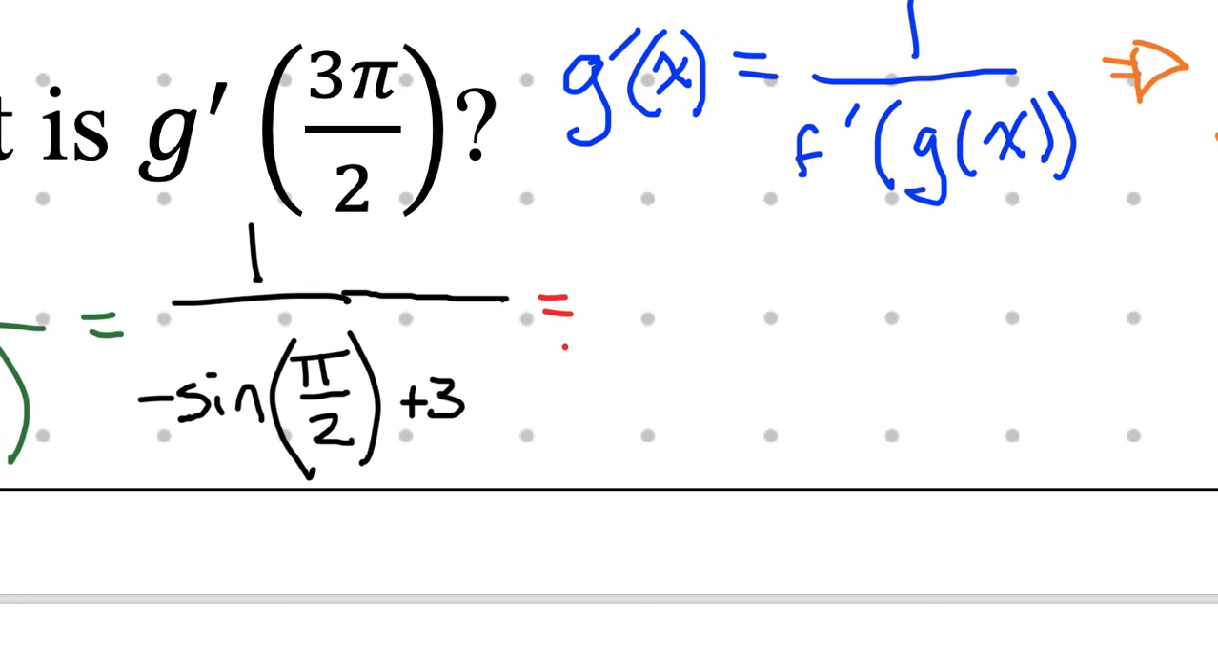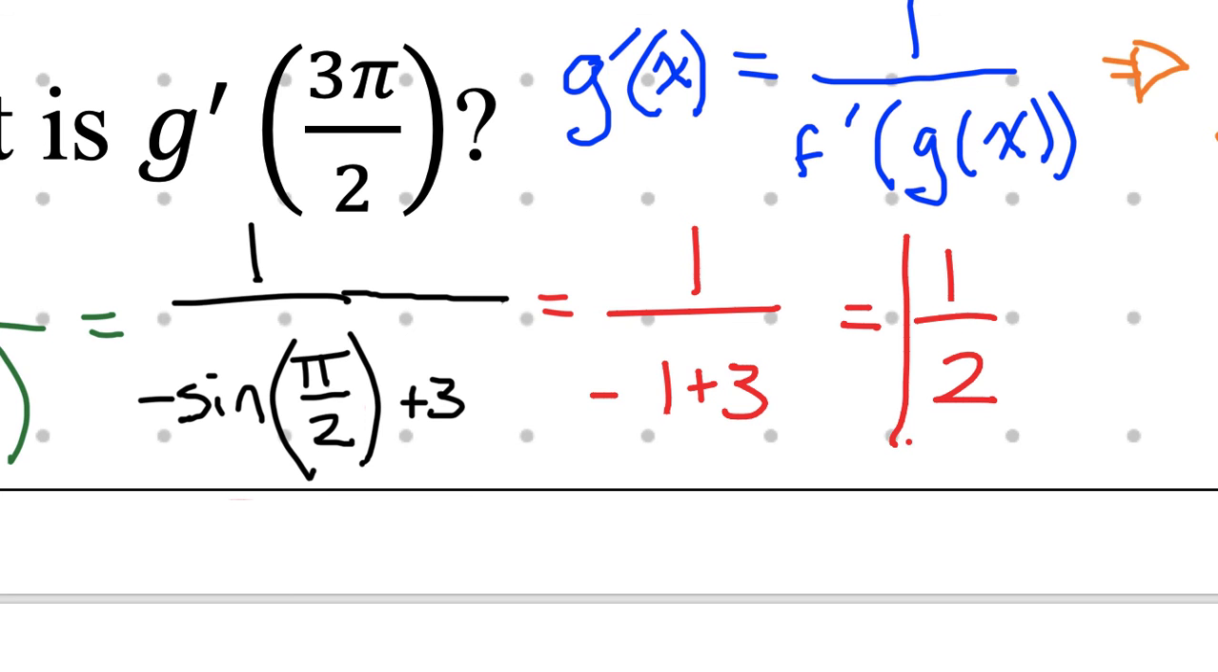So what is pi over 2? Everyone point to pi over 2. Straight up, and then sine is the y coordinate. So the y coordinate of straight up is 1, so this is negative 1 plus 3. So this is equal to 1 over negative 1 plus 3, which is 1 over 2. Final answer, box it. 1/2.